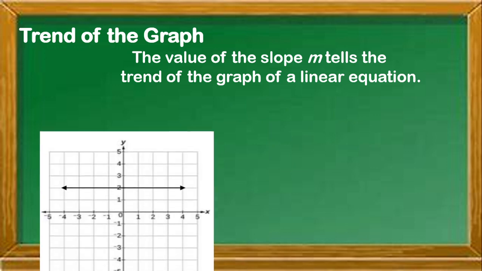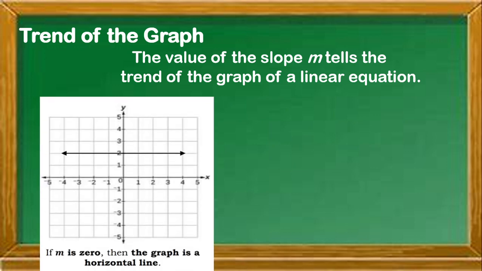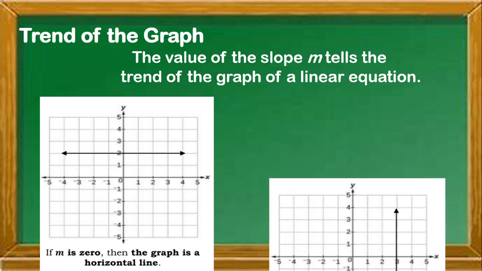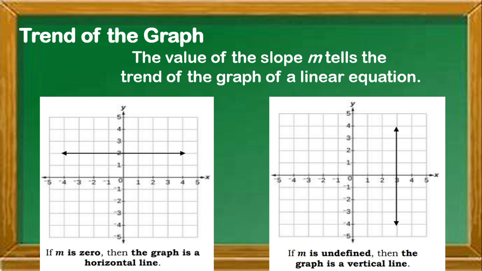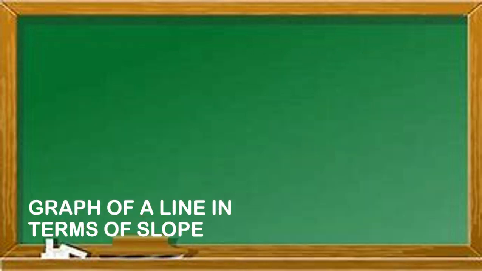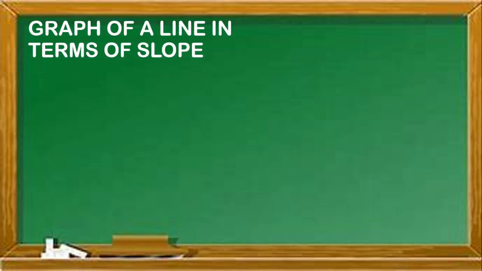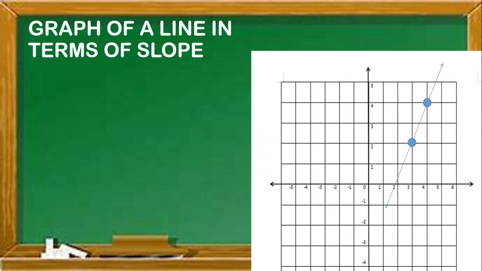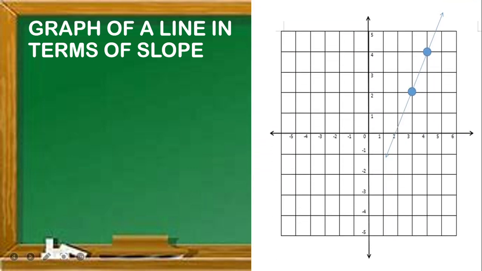Next, if m is 0, then the graph is horizontal. Remember that. And if m is undefined, the graph is vertical. So remember that if the slope is undefined, the line is vertical. Graphs of a line in terms of slope. So here, an example.